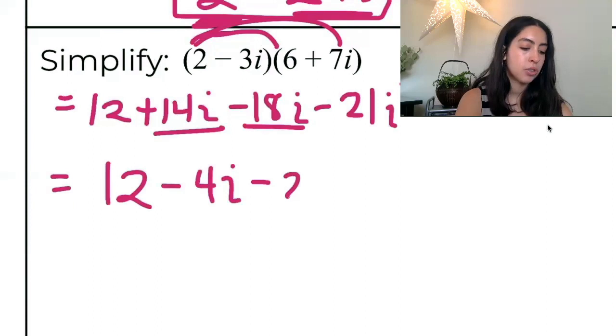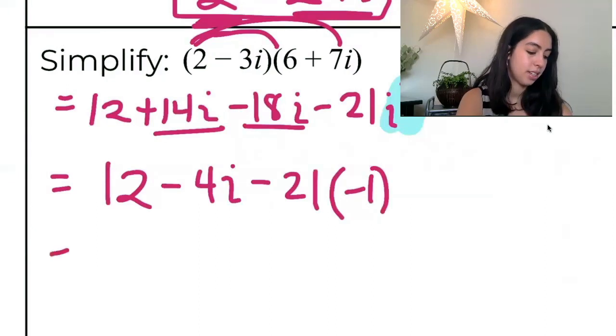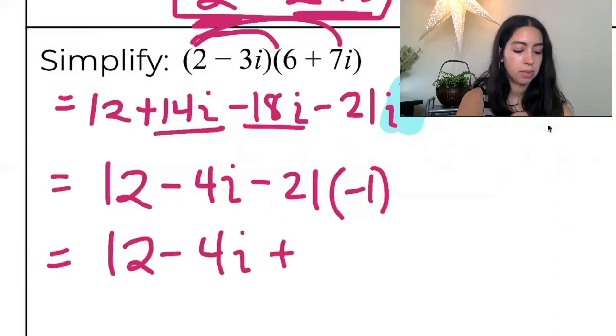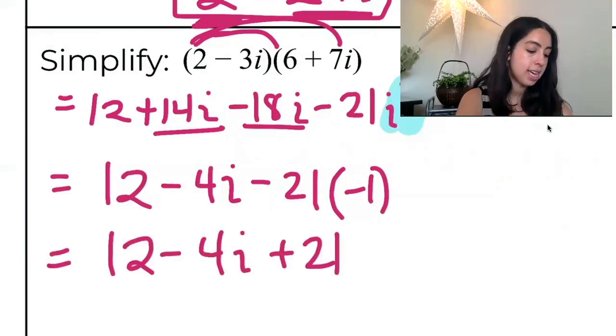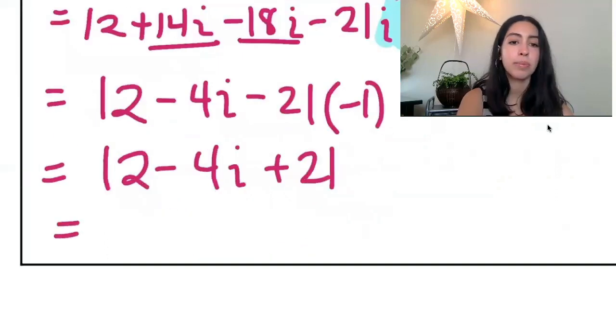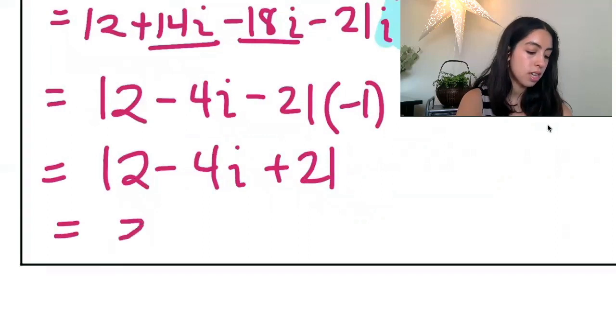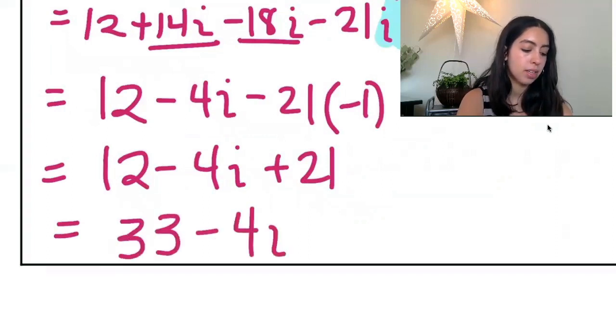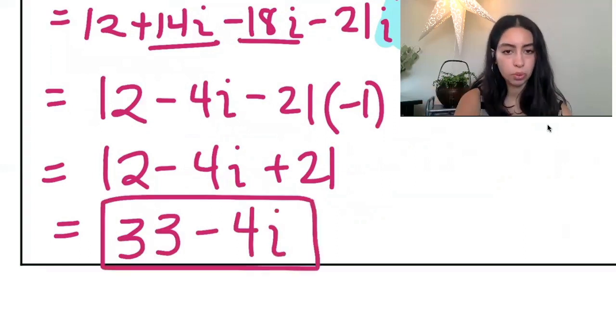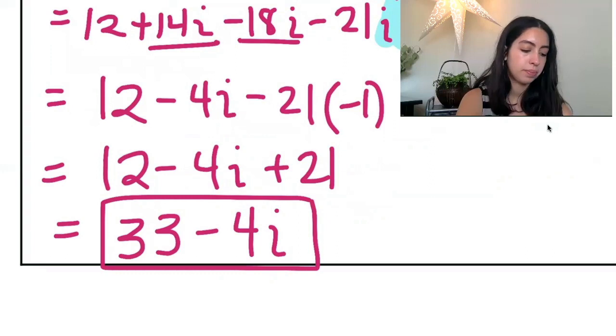And this i squared, I will change that to negative 1. So that becomes plus 21. And positive 21 plus 12 gives us 33 minus 4i as our solution, which turns out to be a complex number.